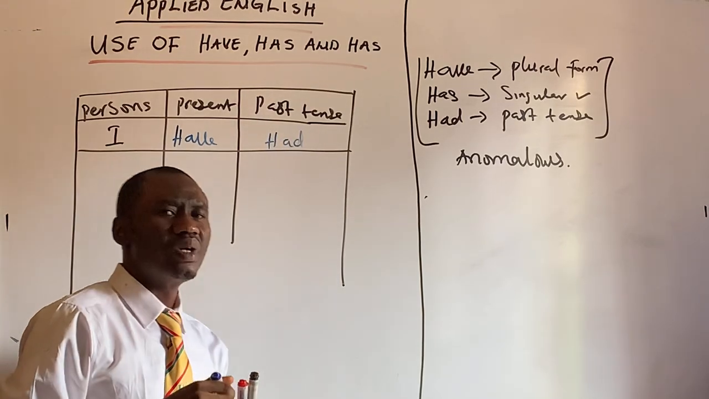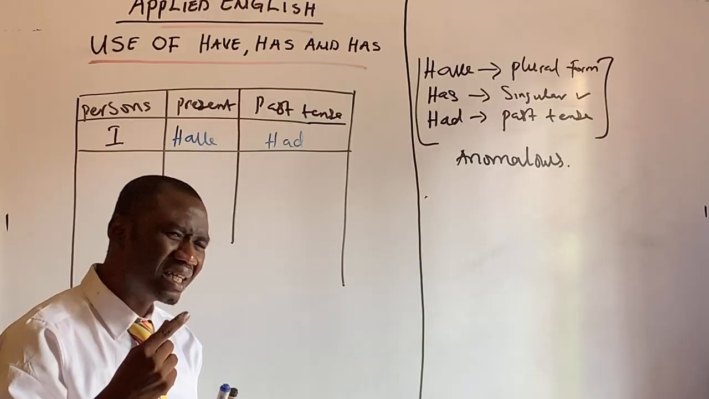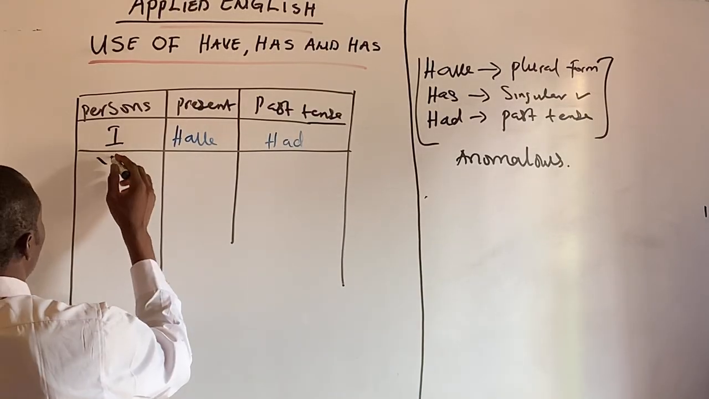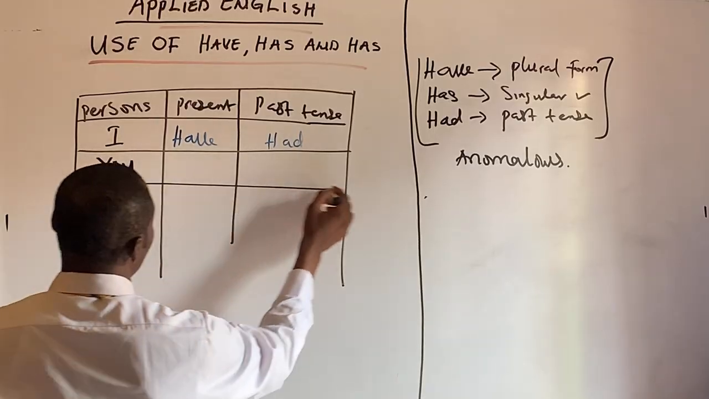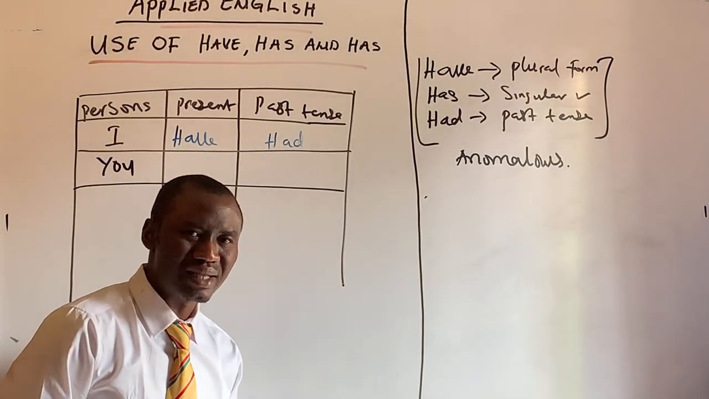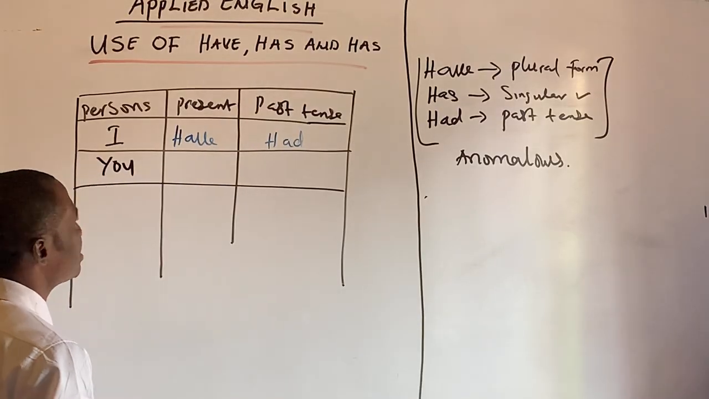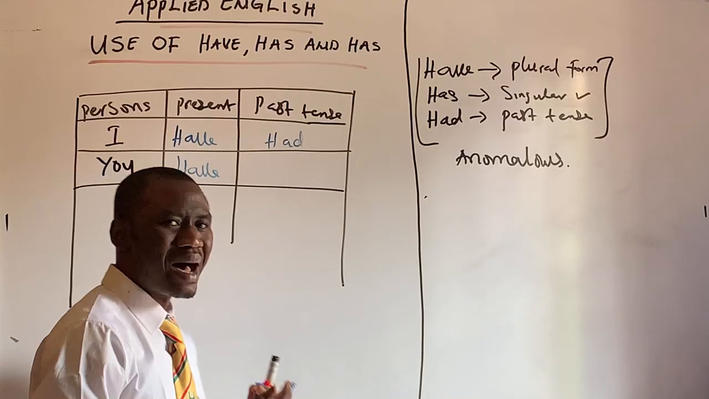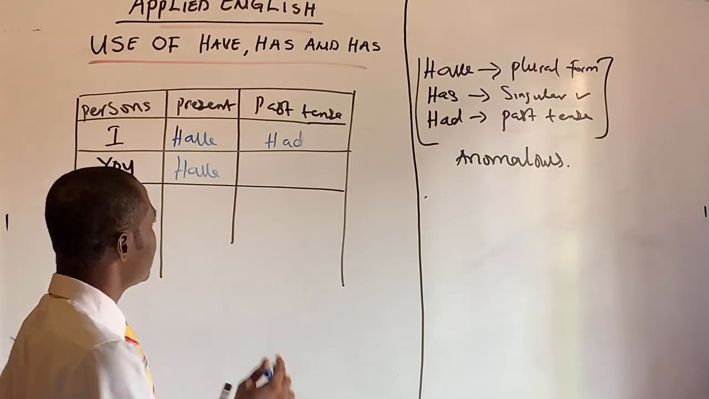Then we move to the second person singular subject, you. Now, do you say you have or you has? Well, the answer is you have. And then the past tense is you had.